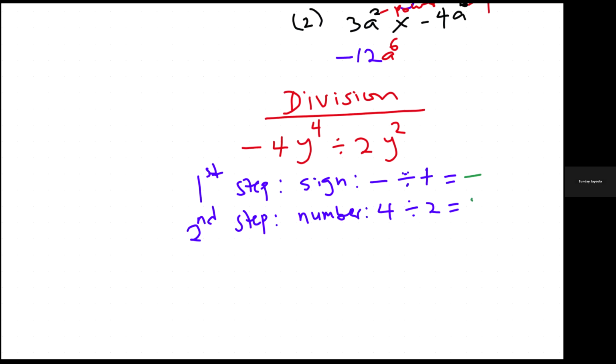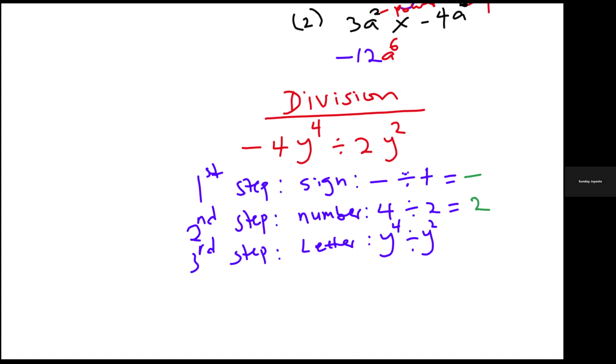And the third step would be the letter, which I call the variable. When you have multiplication, you add the powers, and when you have division, you subtract the powers. So you are having y raised to power 4 divided by y raised to power 2. Like I usually tell students, the rule is so easy. When it is multiplication, you add the powers. When it is division, you subtract the powers.